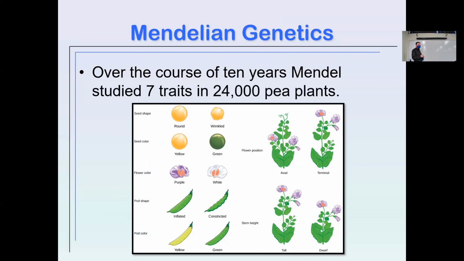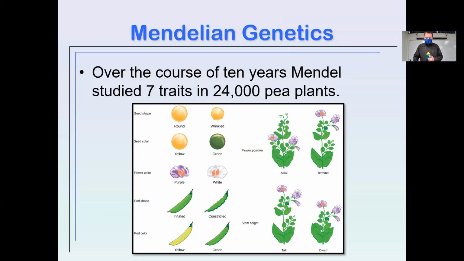He's looking at the shape of the seed. Is it round or is it wrinkled? Color of the seed, yellow and green. Color of the flowers, purple, or violet is often what we'll call it, violet and white. Different types of seed pods. So there's the inflated or the constricted. Inflated is kind of like if you see snow peas or have eaten snow peas. It's kind of a big wide pod. Constricted being where the pod kind of hugs the individual seeds. Yellow or green. And then the arrangement and position of the flower.